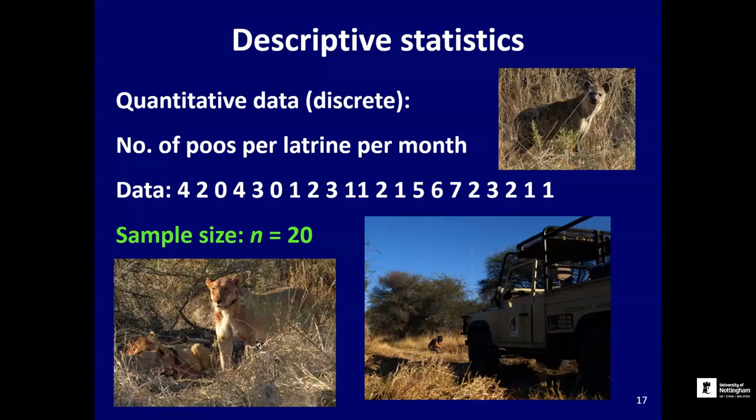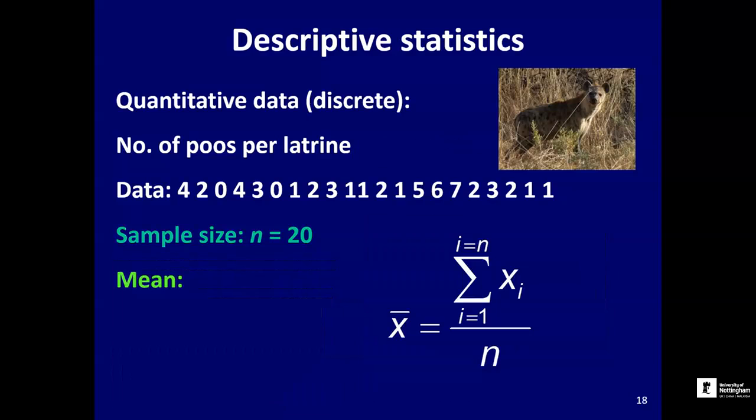So the sample size here is 20, so that's the first descriptive statistic that we can provide. But because we've now got quantitative data, we've quantified the number of scat, we can do slightly more sophisticated things that you'll be pretty familiar with.